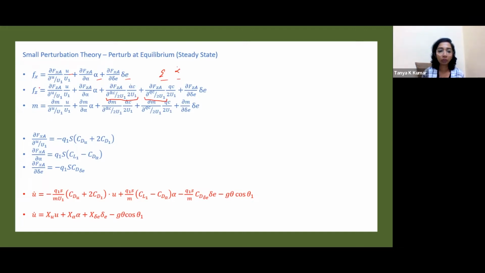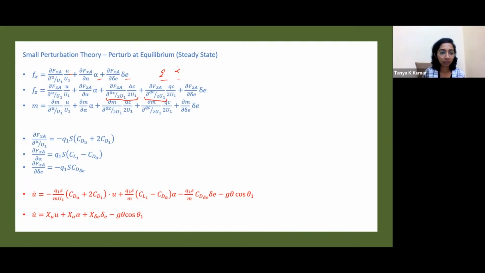Now we have written down these three linear approximations, and this u by u1 is done again to non-dimensionalize the equation. Now we take each of these equations and analyze them separately, and find out each of those derivatives.